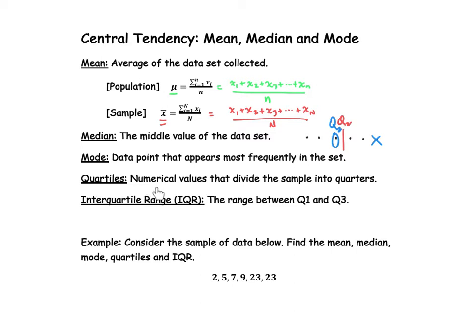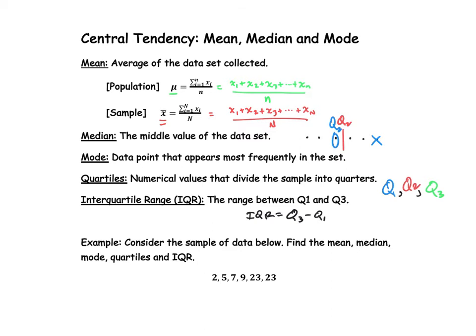The quartiles are the numerical values that divide the sample into quarters. Now we already talked about one of the quartiles, which is Q2. There are 2 other quartiles, which would be Q1 and Q3. Okay, so these 3 quartiles split the data into fourths. The interquartile range is the middle 50%, between Q1 and Q3, and that range is calculated by taking Q3 minus Q1.